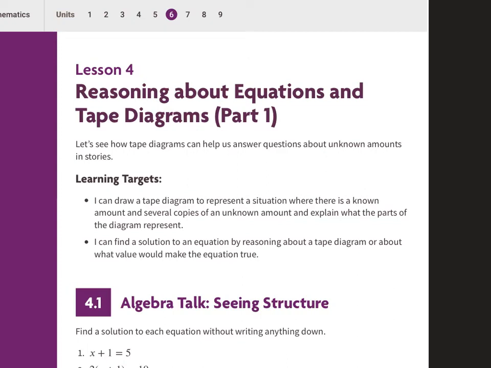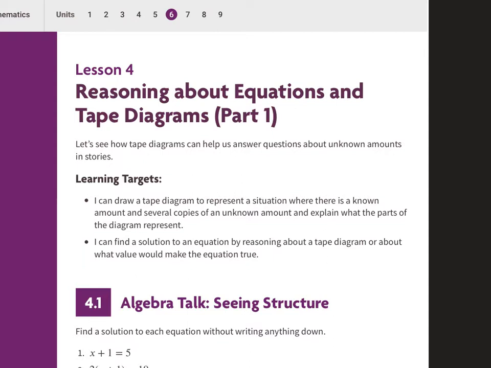All right, lesson 4, we're on page 29. Reasoning about equations in tape diagrams. Let's see how tape diagrams can help us answer questions about unknown amounts in stories.